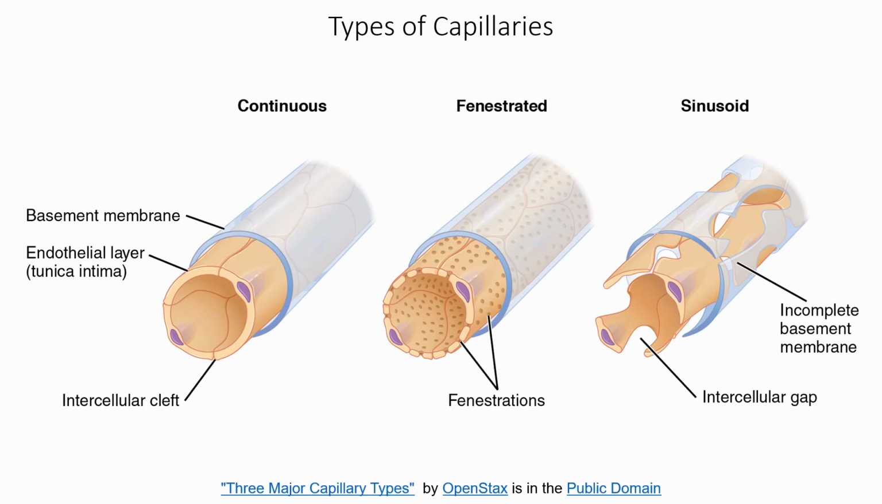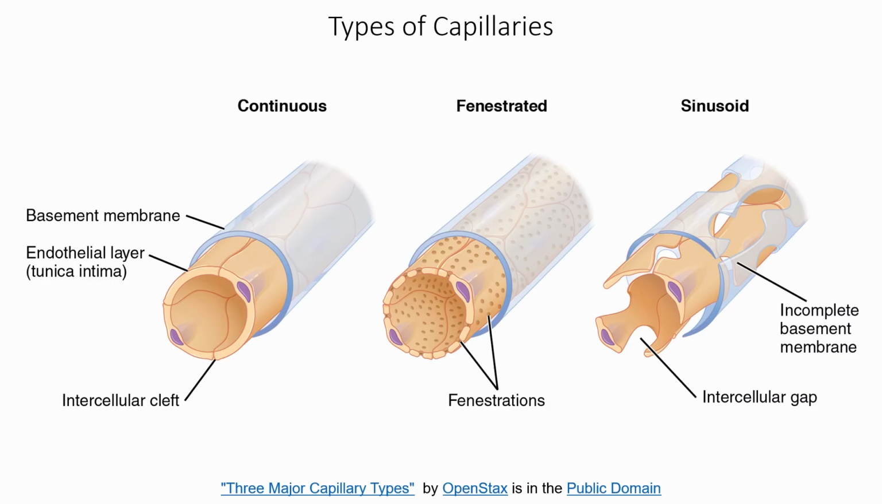The continuous capillaries are what we usually think of, probably what you've learned if you've taken a class like this before. You've probably learned about continuous capillaries. These are ones that are just found in general, like in your muscle and all that kind of stuff. And then in certain organs, we have modified the capillaries to become fenestrated.